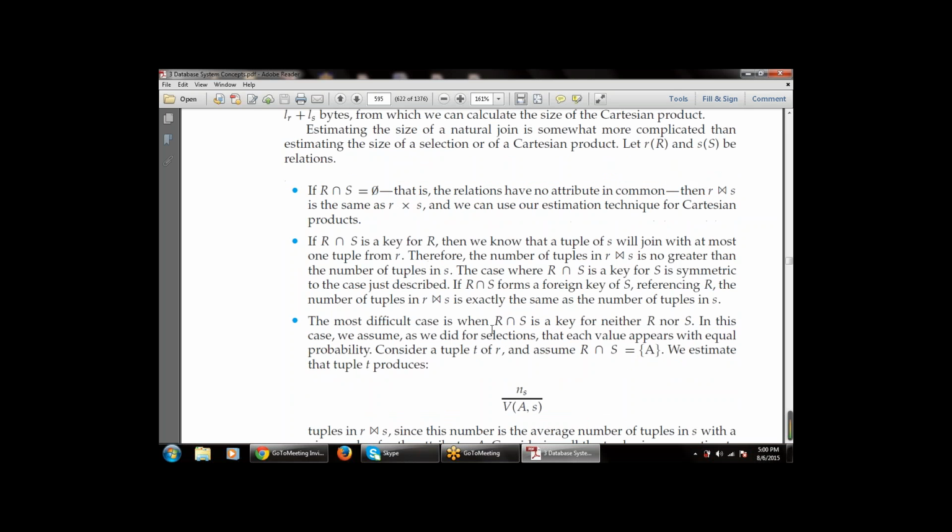The most difficult case is when R intersection S is a key for neither R nor S. In this case, we assume, as we did for the selection, that each value appears with equal probability.